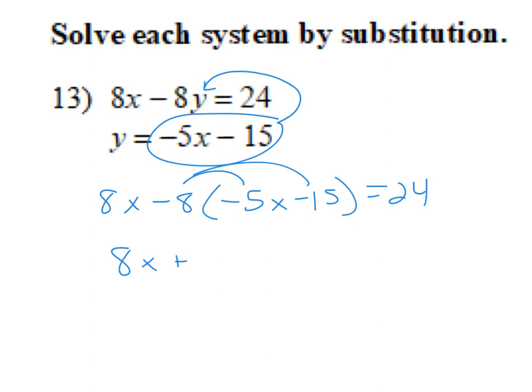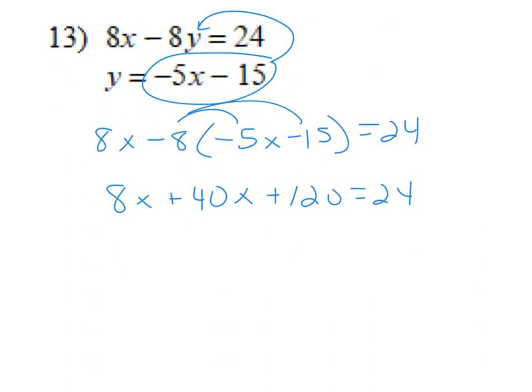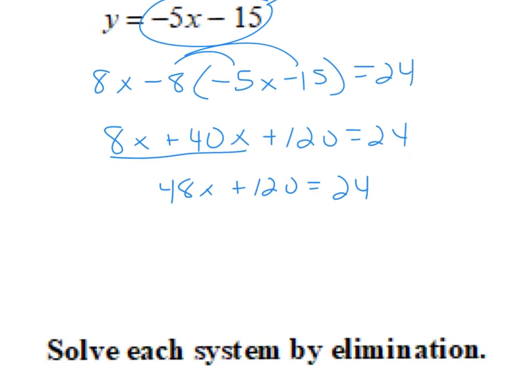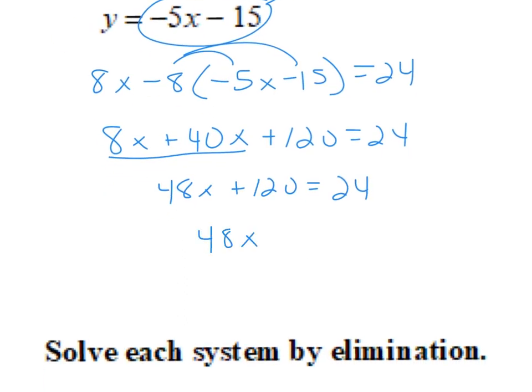So I get 8x plus 40x. And then, let's see, 15 times 8 would be 120. So plus 120 equals 24. Okay, now let's go ahead and combine like terms. So 48x plus 120 equals 24. Let's subtract the 120 off. So I end up with negative 96 when I do that. And then 96 divided by 48 should give us, yep, x equals negative 2.